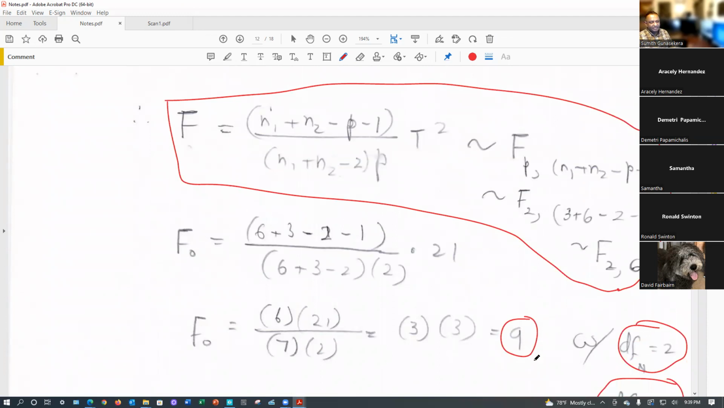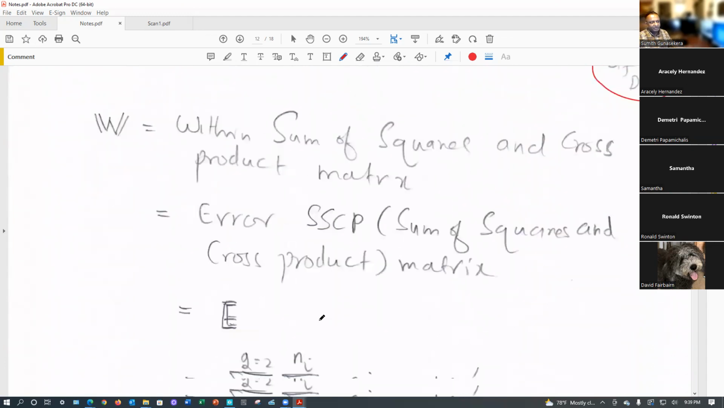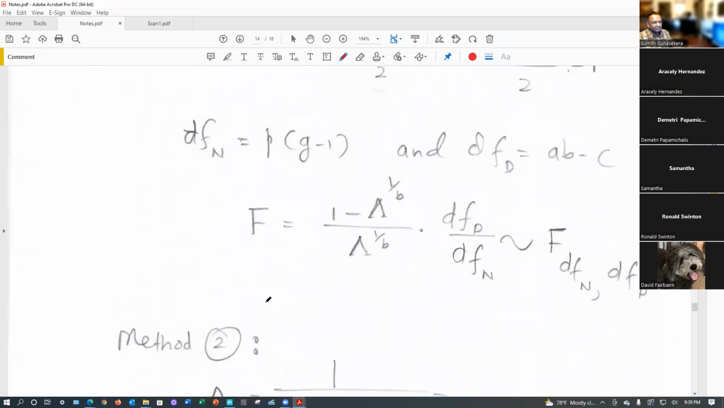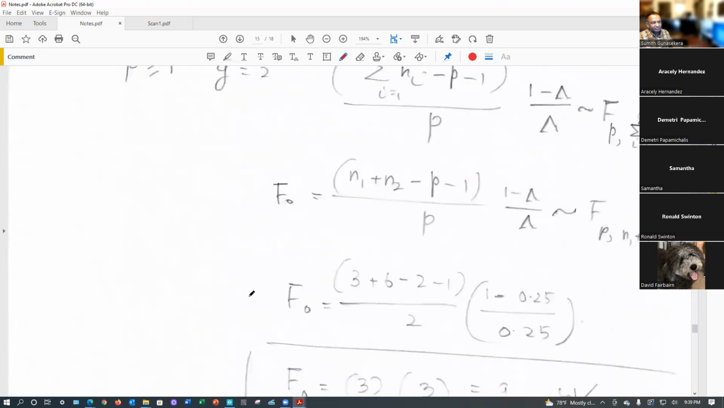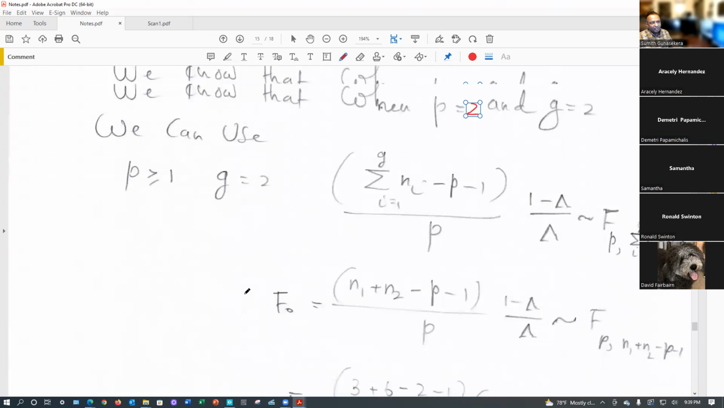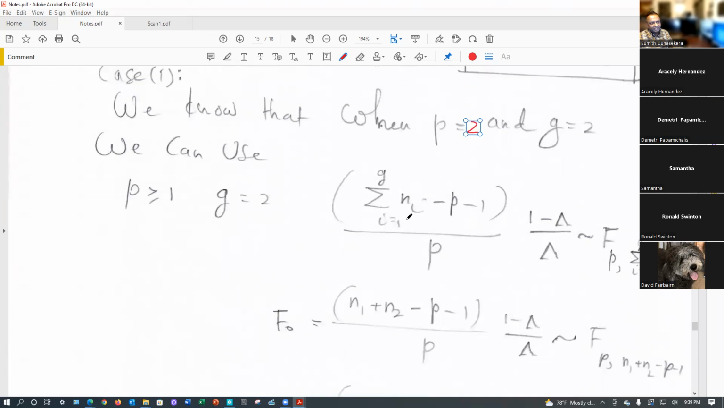I want to make sure this 9 is the same as the value coming from the Wilks lambda as well. So I plug in over here the summation of n_i, which means n1 plus n2. In another way, if you want, you can put capital N for this. In this scenario, it's nothing but n1 plus n2. That's the same thing I wrote in this format.